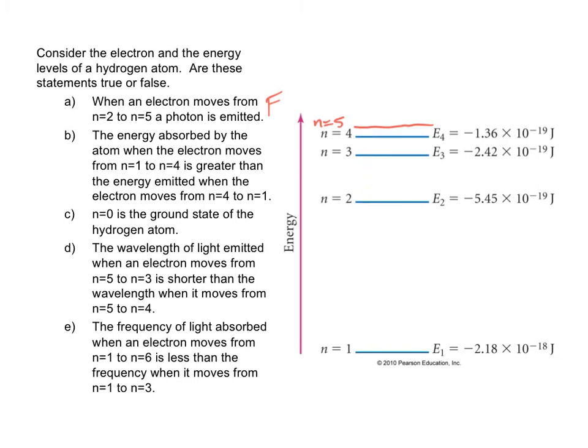All right, the next statement says that the energy absorbed by an atom when the electron moves from n equals 1 to n equals 4, so that's true, we would have to absorb a photon to do that, but they're saying that energy is greater than the energy emitted when the electron moves from n equals 4 to n equals 1. And so that would be false, right? The difference in energy between n equals 4 and n equals 1 is constant, and so if I absorb the energy when I go from 1 to 4, the exact same amount of energy is going to be emitted when the electron makes a transition in the other direction. So this statement would also be false.